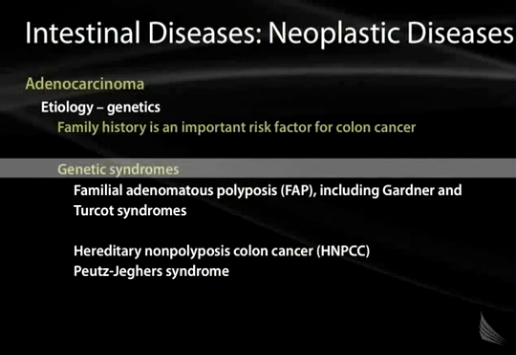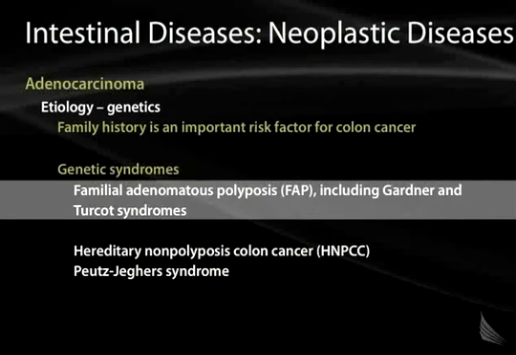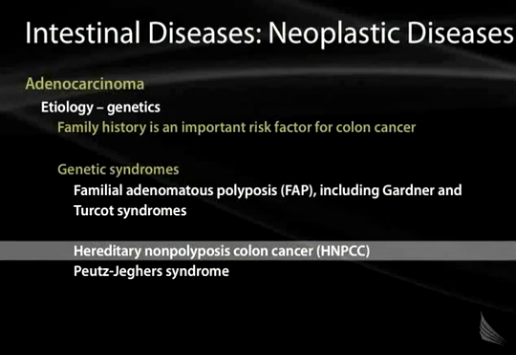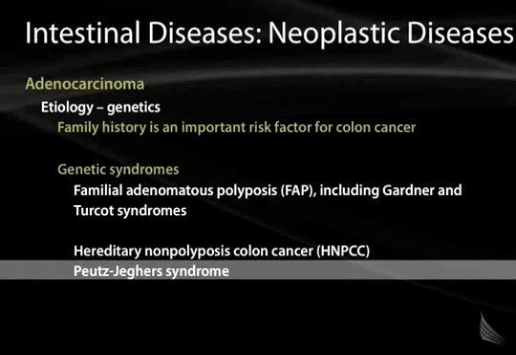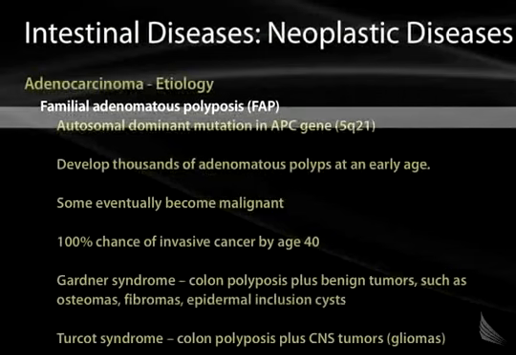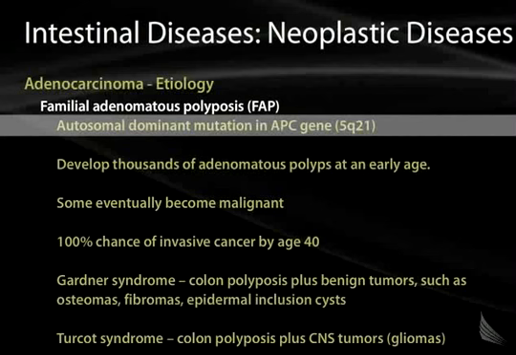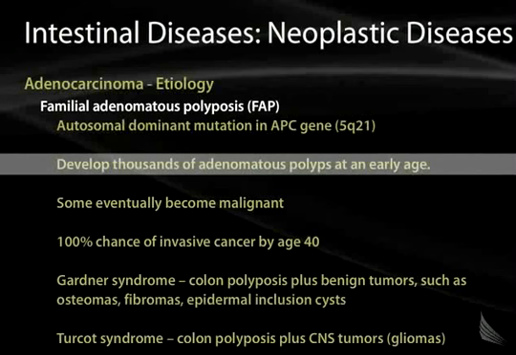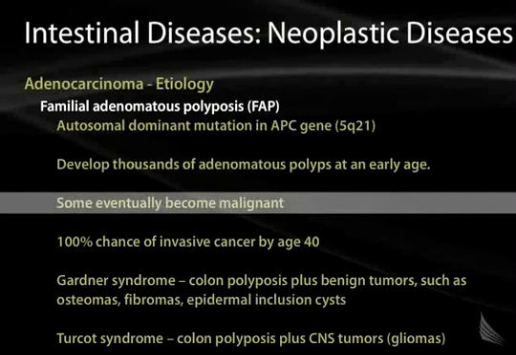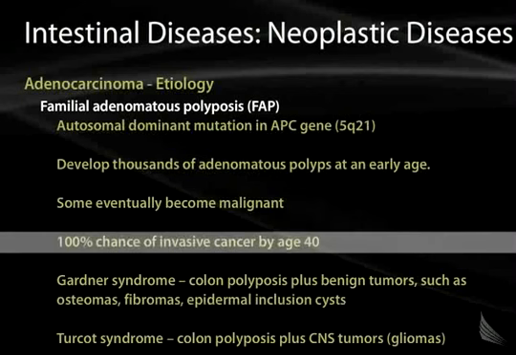Remember, there are 3 genetic syndromes associated with colon cancer. FAP, which includes Gardner syndrome and Turcot syndrome, HNPCC, also known as Lynch syndrome, and Peutz-Jeghers syndrome are all risk factors for adenocarcinoma of the GI tract. FAP syndrome is an autosomal dominant mutation in the APC gene, found on chromosome 5. Patients with the syndrome develop thousands of adenomatous polyps, usually at a very early age, some of which eventually become malignant. These patients have a 100% chance of developing colon cancer by the age of 40.